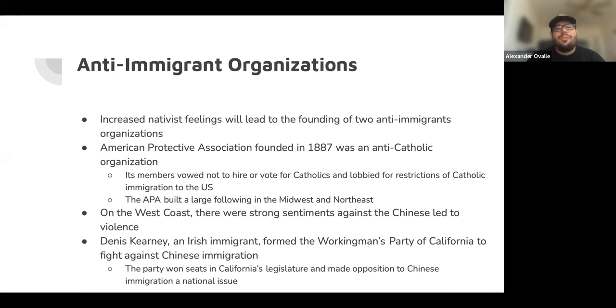And on the West Coast, there are strong sentiments against the Chinese that are going to lead to some violence. Dennis Kearney, an Irish immigrant, will form the Working Men's Party of California to fight against Chinese immigration. The party actually won seats in California's legislature and will make opposition to Chinese immigration a national issue.